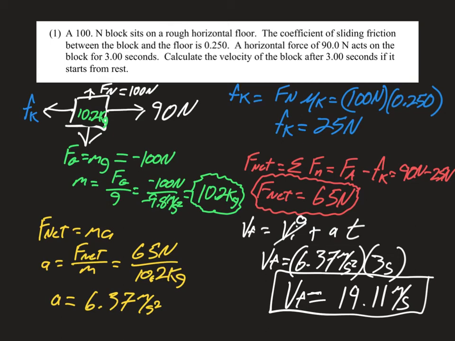Okay, so as we read this first problem, you have a 100 Newton block that sits on a rough horizontal floor. Horizontal is good because that means we don't have to break any vector components. Rough indicates this coefficient of sliding friction, also known as kinetic friction, between the block and the floor. It's 0.250, remember that's unitless. A horizontal force of 90 newtons acts on the block for 3 seconds.